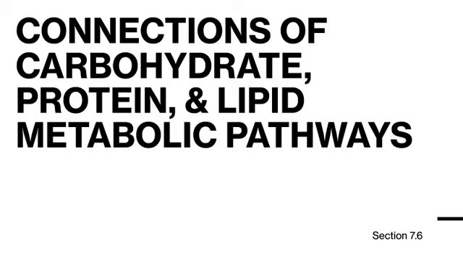Hello and welcome to our video lecture on section 7.6 on the connections of carbohydrate, protein, and lipid metabolic pathways. We know that these pathways are going to be interconnected and will create lots of different types of intermediates, and what they can do is leave to join other pathways. Note that these pathways are not closed systems, so a lot of the substrates, intermediates, and products are going to be reactants in other pathways.